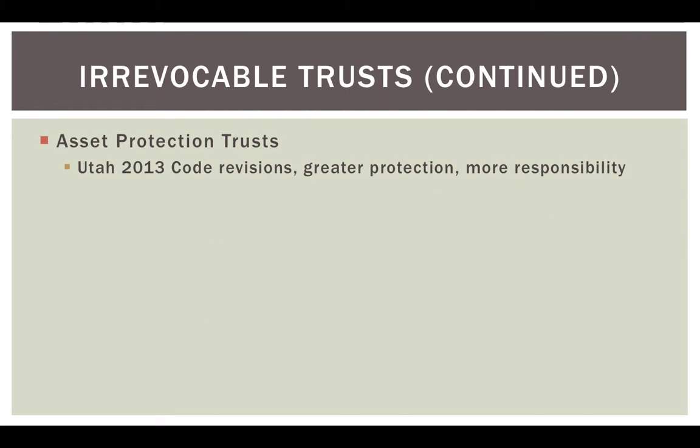There are three major places where they come in. One is for asset protection trusts. If you've got maybe a high-risk profession, you're a doctor, or maybe someone who deals with construction, or you're worried about liability in any way. In 2013, the Utah legislature revised our asset protection trust code, gave you a lot more protection from these creditors, but there's a lot more responsibility. There are a lot of things you need to check to make sure that a judge who is reviewing a case against you will be able to say, yeah, these assets are protected.